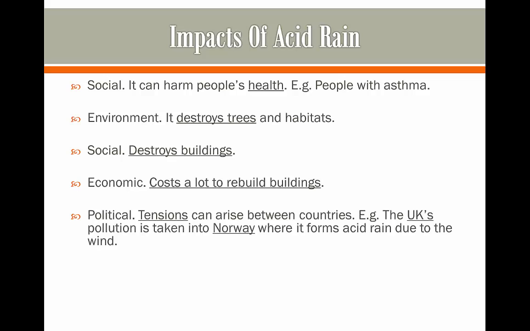Also, tensions can arise between countries. The UK's pollution is taken into Norway due to the wind pushing it there, and that forms acid rain, which then begins to erode Norway's buildings and destroys their habitats. As a result, there are political tensions between Norway and UK because Norway want the UK to use less fossil fuels because it keeps destroying their crops and also their buildings.